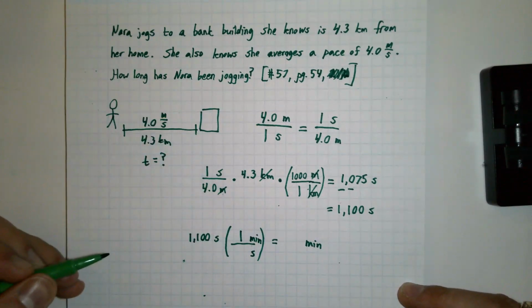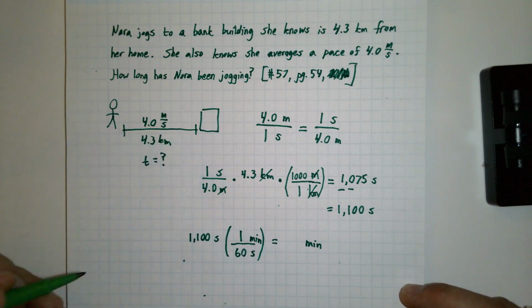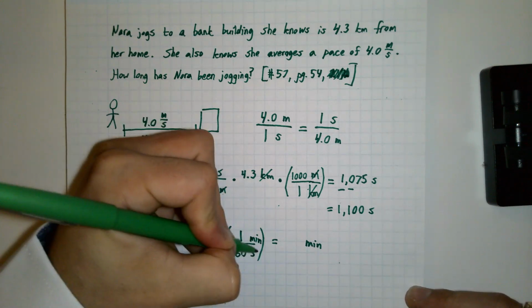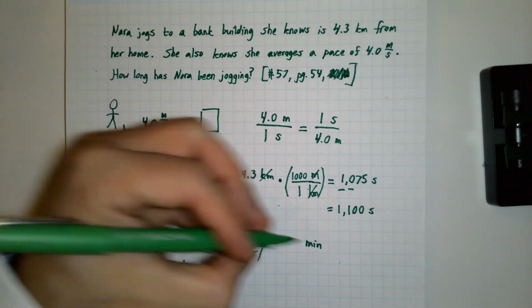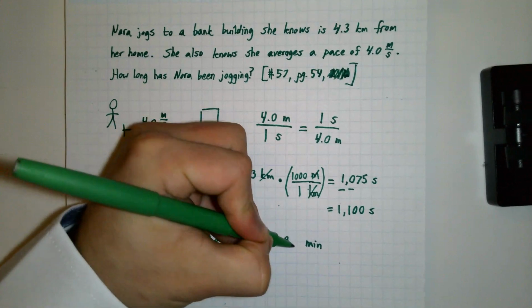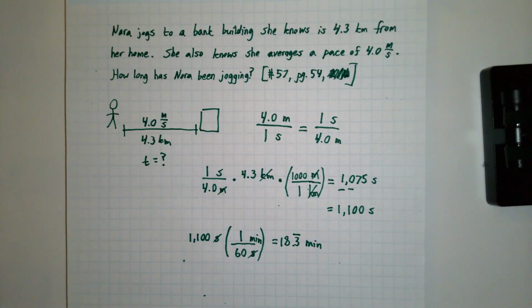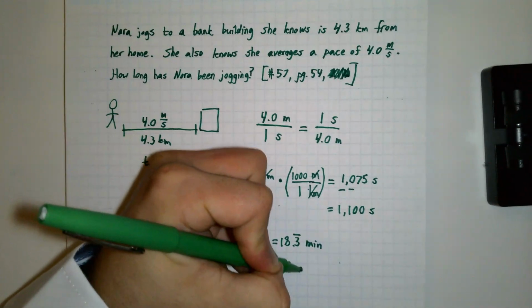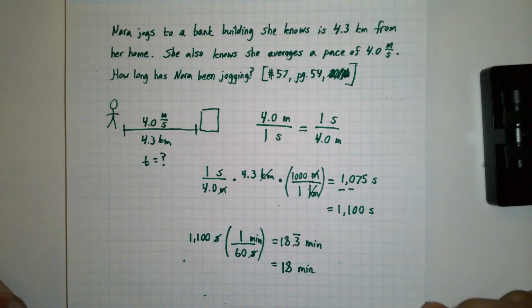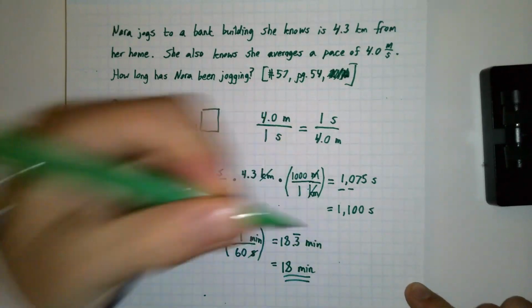Well, for every 1 minute, how many seconds are there? 60 seconds. Notice the seconds will cancel. All I'm left with are the minutes that I want. So if I take 1100 and divide it by 60, I end up with a time of 18.3 repeating minutes, mathematically speaking. Again, I only have two significant figures here, so I can only report this as 18 minutes. 18 minutes that she's been jogging, and here's my answer.